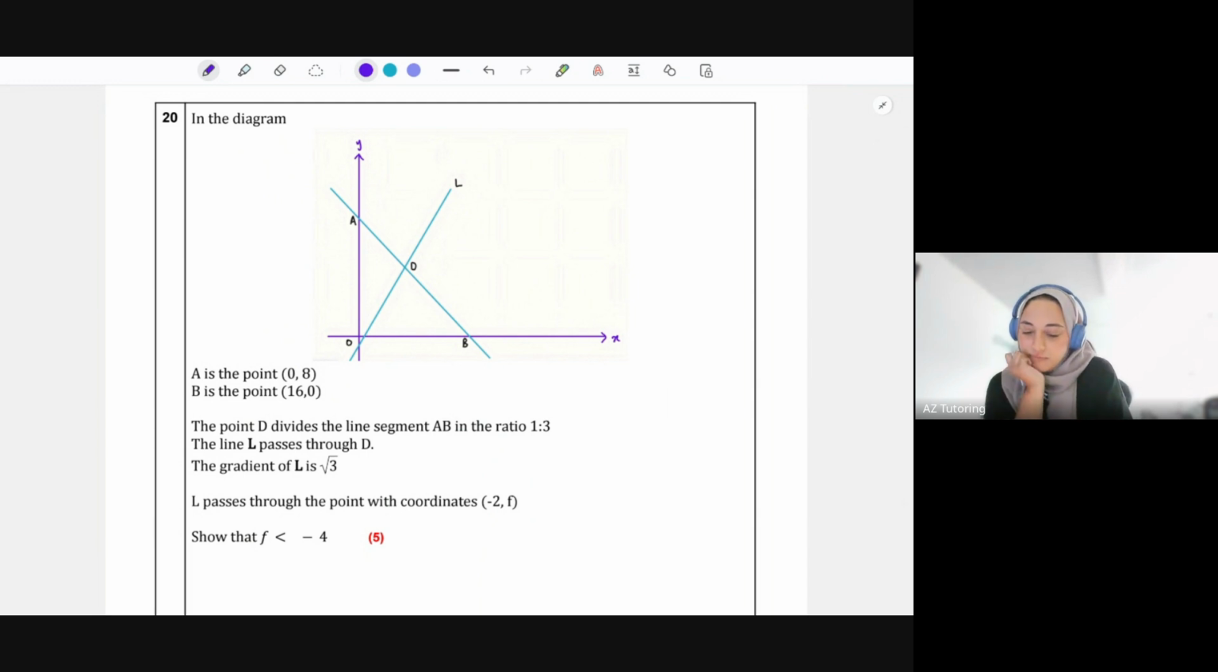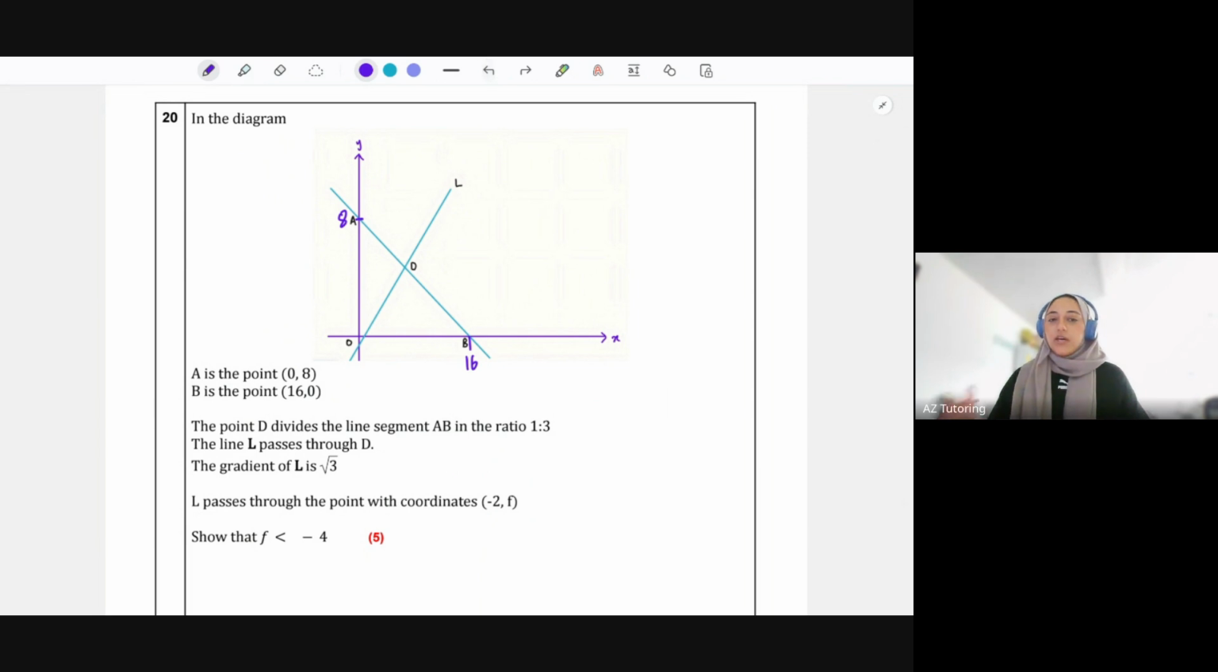Okay, so we've got the diagram here. It says A is (0, 8), so it crosses the y-axis at 8. And B is (16, 0), so that's 16 in the x direction, 0 up. Point D divides the line segment AB in the ratio 1 to 3. So there's D, and that is 1 to 3 as a ratio.